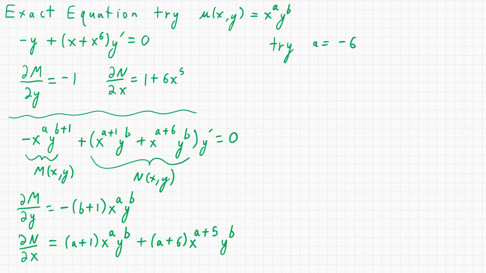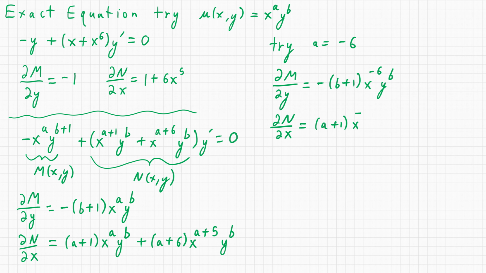All right, so then that changes. We've got partial M, partial y. That's going to equal negative b plus 1, x to the -6, and y to the b. And we also got partial N, partial x. Okay, well, that's going to be a plus 1, x to the -6, y to the b. Okay, so now we need negative b plus 1. Oh, sorry, I forgot to include my a here, right? A I said was -6.